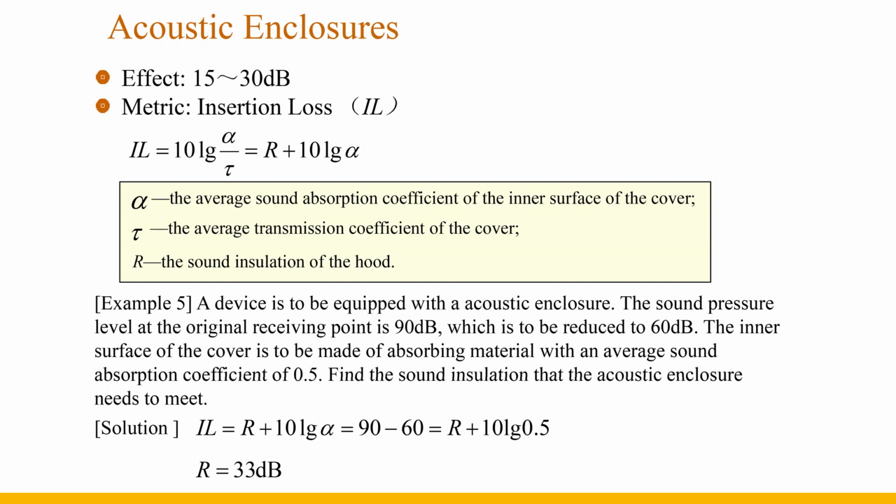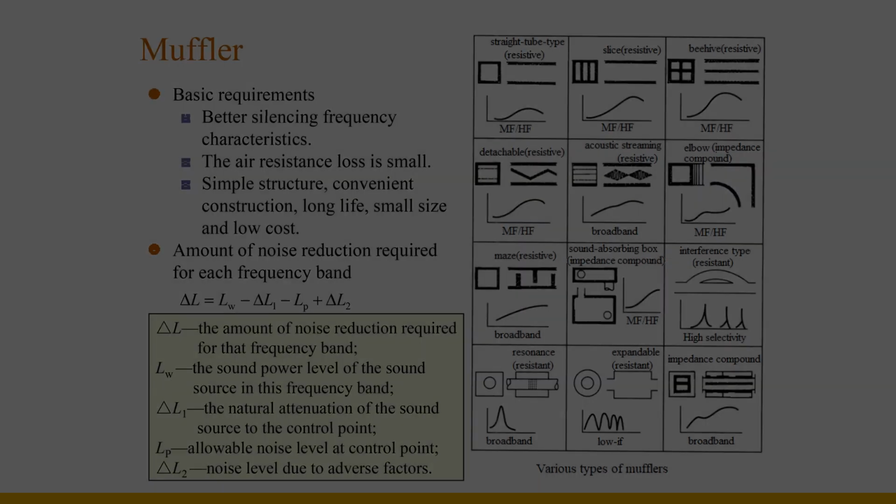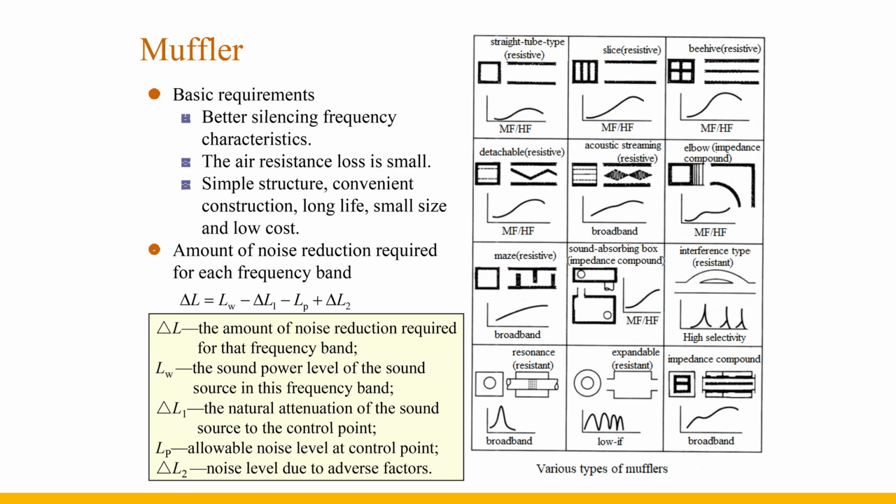The insertion loss IL is equal to 90 minus 60, which is equal to 30 dB. Substitute it into the calculation formula of IL, and the sound insulation R that the sound insulation cover needs to achieve is 33 dB. The airflow noise is mainly caused by the turbulent flow of the gas flowing into the pipeline, or the high-speed jet at the pipeline outlet, and the pipeline vibration excited by the airflow.